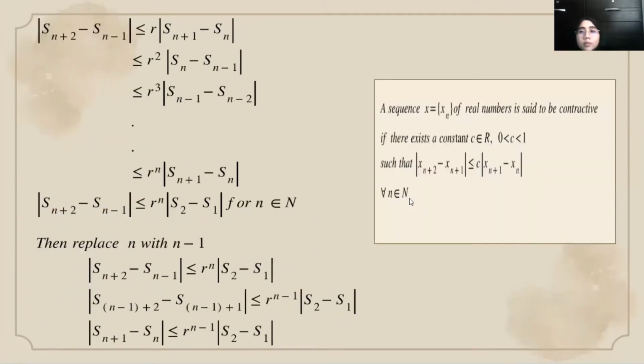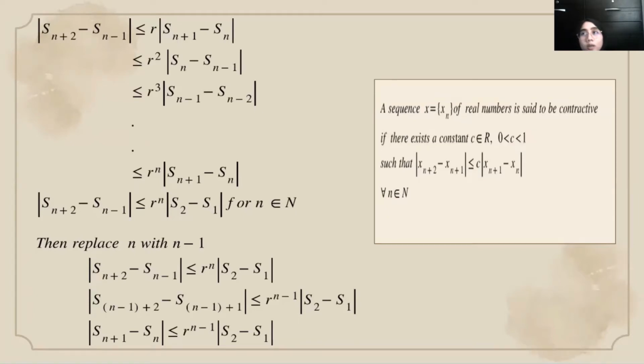So by using the definition of contractive sequence, where a sequence x is equal to xn for real number is said to be contractive if there exists a constant C, element of R, where C is from 0 to 1, such that absolute xn plus 2 minus xn plus 1 is less than or equal to C, absolute xn plus 1 minus xn, for all n in element of n.